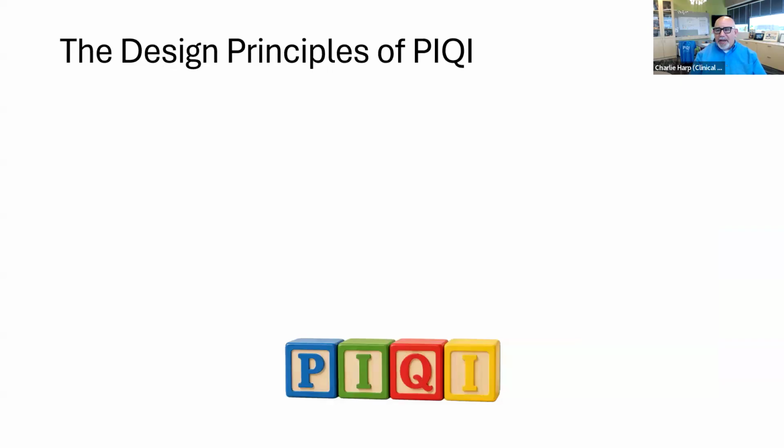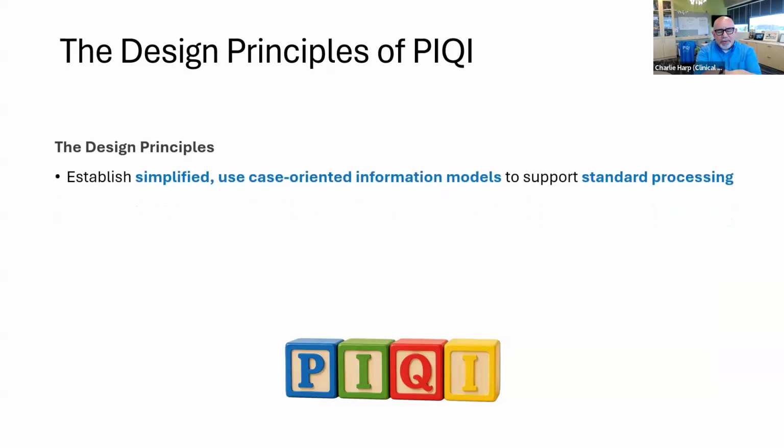So when I started designing PIQI back in 2023, I had a core set of design principles because what I didn't want to do is reinvent the wheel. The first design principle was to establish a simple, use case oriented information model to support standard processing. What was important about this is that I wasn't rejecting FHIR as a standard. I wanted to create a standard way of measuring quality that did not rely on the universal adoption of FHIR. Because we have a data quality problem right now.